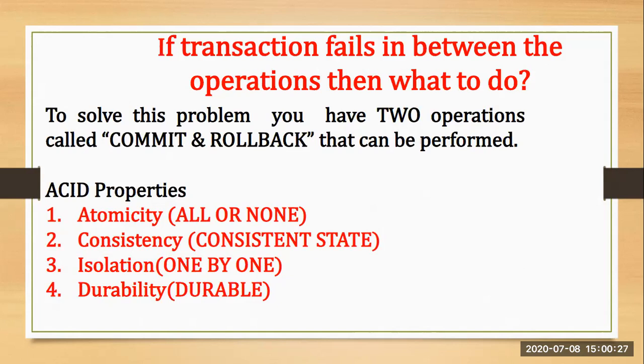Okay, in a transaction, one of the four very important properties is the ACID properties. The first is A, which stands for atomicity. This property states that a transaction must be treated as an atomic unit, that is, either all of its operations are executed or none of them are executed. There should be no state in a database where a transaction is left partially completed.